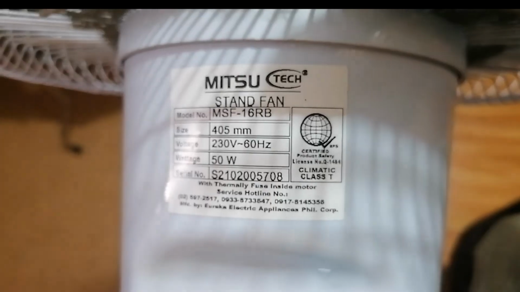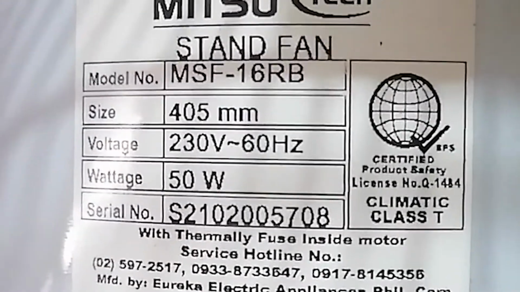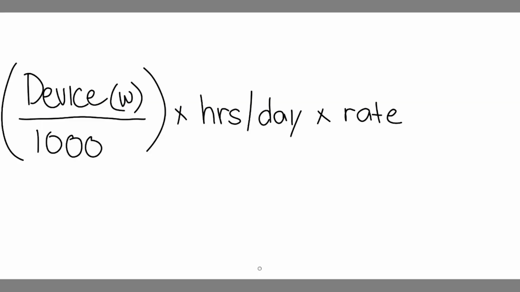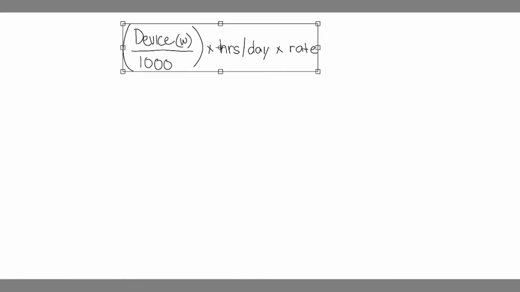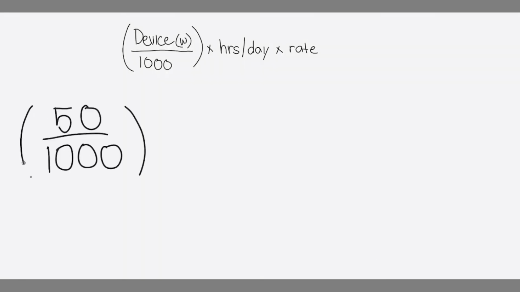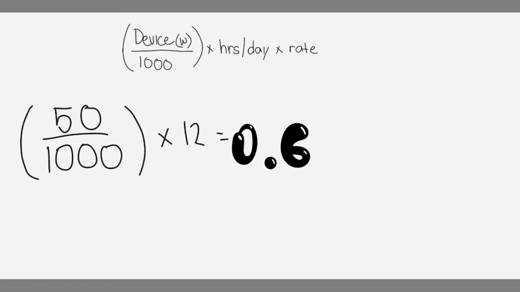This formula can be used for every appliance in your house that uses electricity. So for example, this fan. It says here that it consumes about 50 watts. So based on the formula, we have to divide that by 1000 because remember, we need to convert it to kilowatt hour. And let's say that the fan is used for 12 hours a day. Multiply the usage to the consumption and we'll get a value of 0.6.